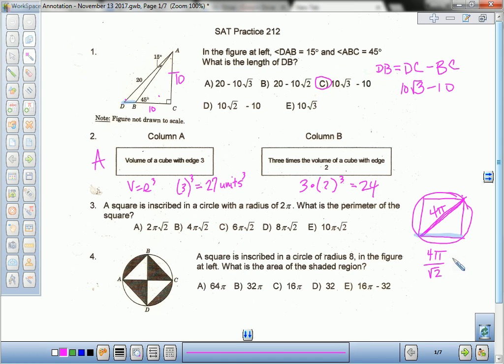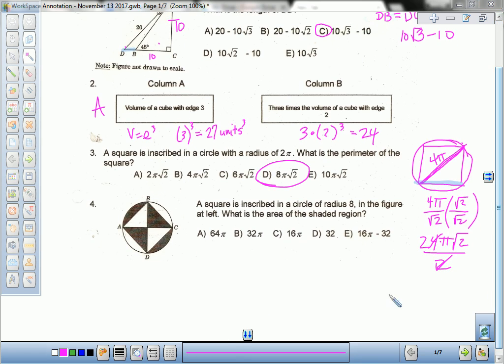All right, and we're to do the perimeter of that square. They're going to rationalize this, so we would multiply by the square root of 2 over 2. So we'd get 4 pi root 2 over 2, which is 2 pi root 2. That is one side, 2 pi root 2. And how many sides do we have? 4 of them, so we would multiply by 4 and get D, 8 pi root 2. Any questions about number 3?